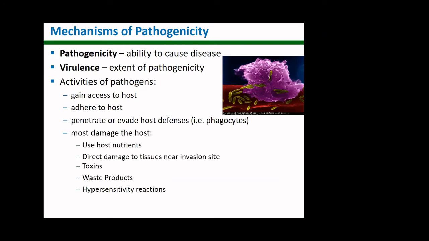There are a series of common steps that occur in any kind of infection. The pathogen has to gain access to the host. It has to adhere to the host. And then it has to penetrate into cells or tissue or evade host defenses like white blood cells or phagocytes. Phagocytes are any kind of white blood cell that will gobble up something in the environment. And then they cause damage to the host. They do things like use host nutrients, cause direct damage. They produce toxins or waste products, or they can cause hypersensitivity reactions like allergies.